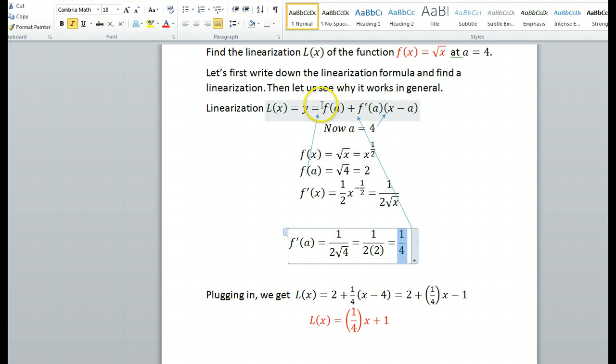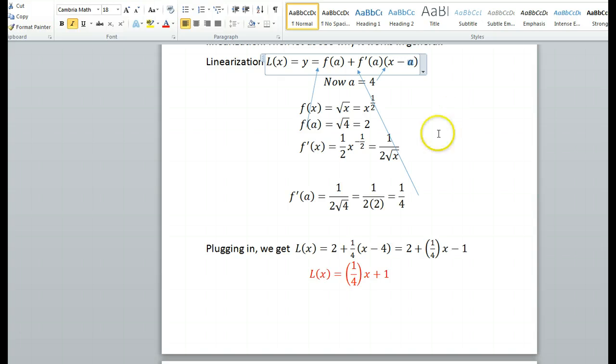So we take all those things and plug them up here. This becomes 2 plus 1/4 times x minus what? A is 4. So 2 plus 1/4 times x minus 4. If you now distribute the 1/4 inside, you get 2 plus 1/4 x minus 1. So that is 1/4 x, and 2 minus 1 is plus 1, so you get 1/4 x plus 1. So this is the answer.